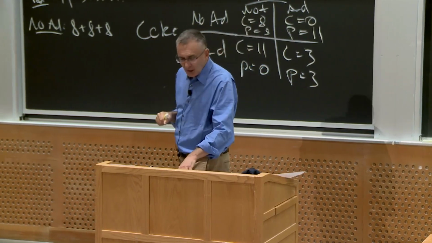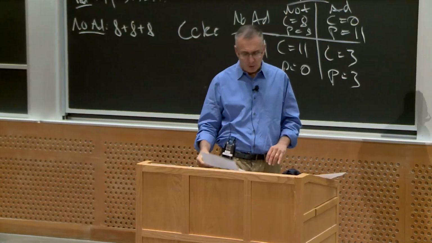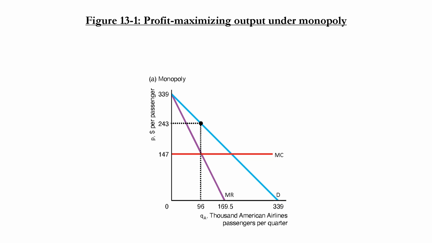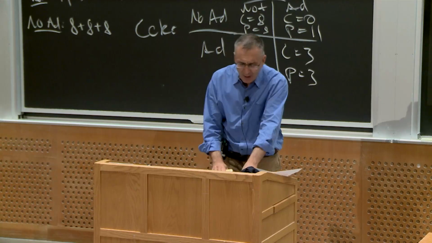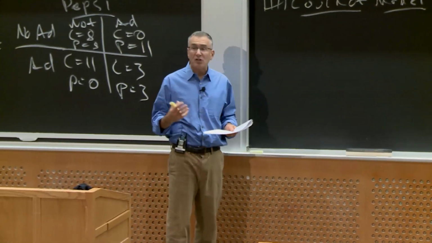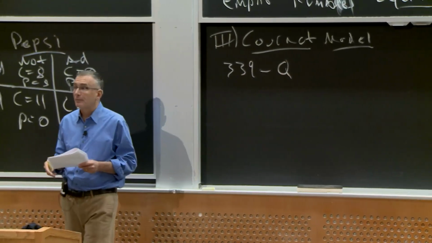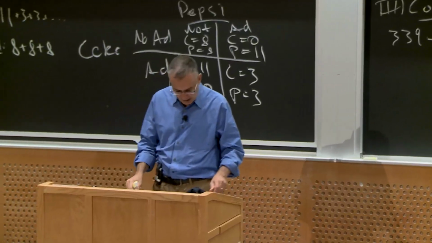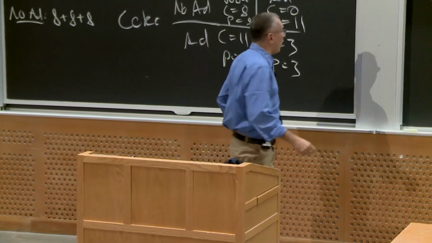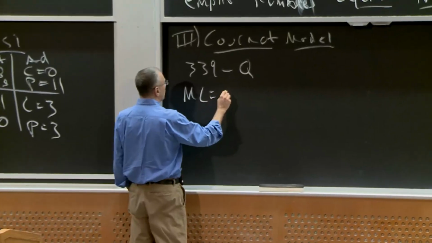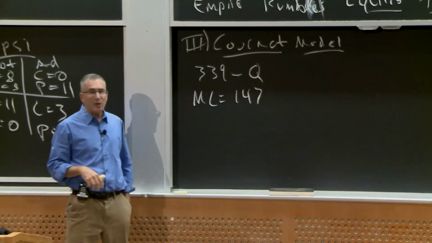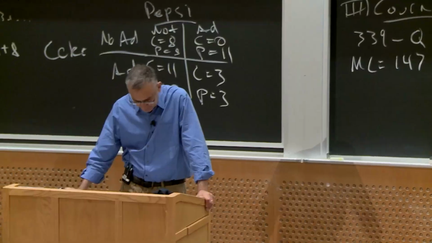To see that, let's go to figure 13.1. This is an example of the kind of figure you're going to become familiar with over the next few lectures. Figure 13.1 shows the market for American Airlines as if it was a monopoly. Imagine American Airlines had a monopoly. And imagine we're going to write down arbitrarily that the demand curve for flights to Chicago is 339 minus Q, where Q is the total number of flights. That's the demand curve for flights to Chicago, just arbitrarily written down. And let's say further, arbitrarily, that marginal cost equals $147. So it's 339 minus Q demand, marginal cost 147.